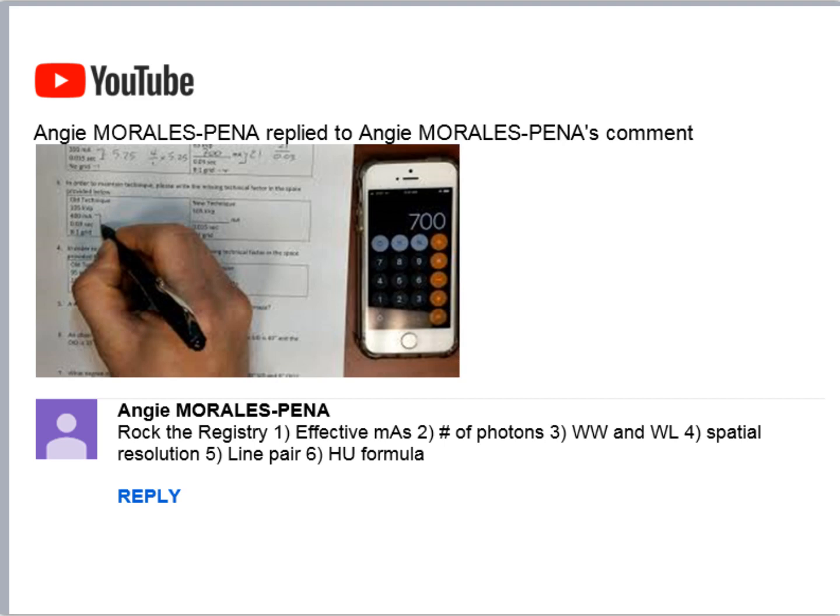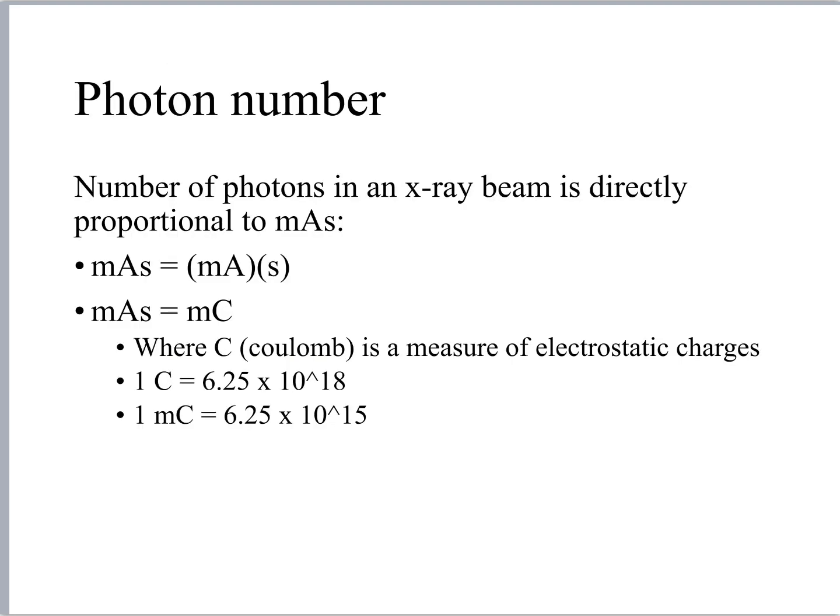And I said, well, what would be the golden formulas? And she identified effective mass, number of photons, window width, window level, spatial resolution, line pairs, and Hounsfield formula. I'm going to do my best to address those things. I'm also going to speak to what you might actually expect to see on the CT registry related to this stuff, because with CT we can go to a depth that's way too much for what we're actually going to be tested on. So I'll kind of pull the reins back when I need to.